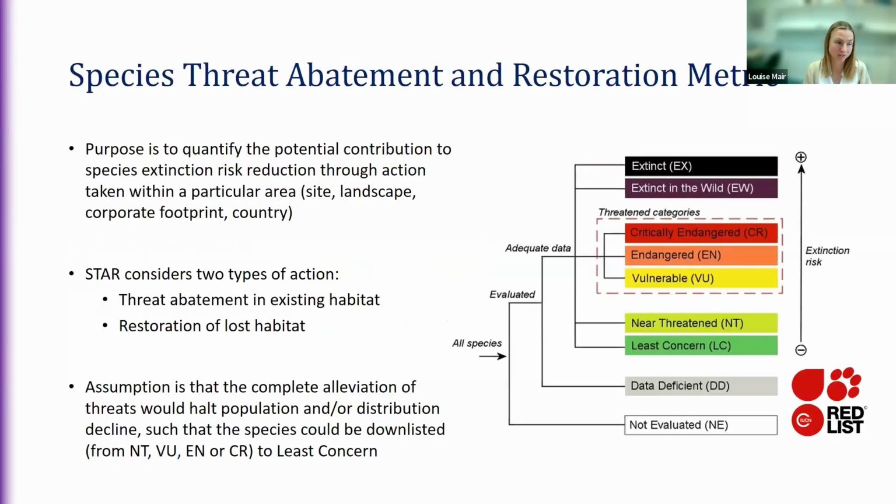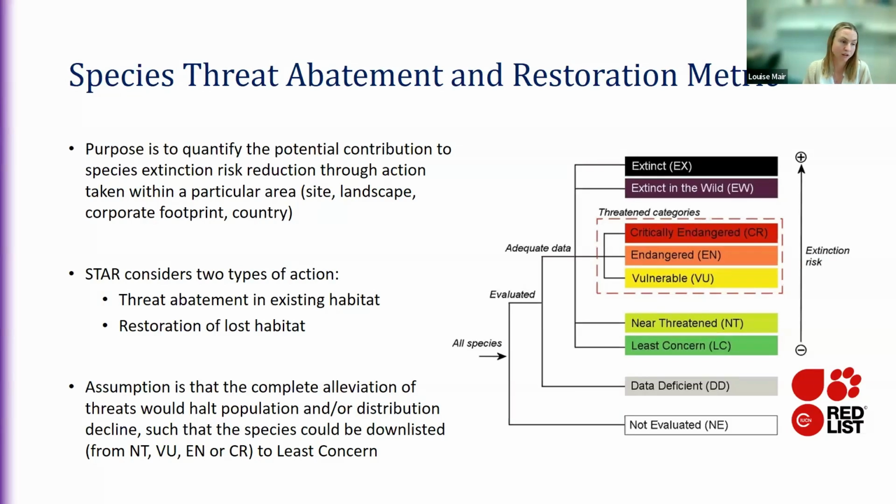Okay, so the whole point of STAR, the Species Threat Abatement and Restoration Metric, is to be able to quantify the potential contribution to species extinction risk reduction that can be made through action taken with any given area. So you might be talking about a particular site, a landscape, the corporate footprint of a business, a country, all the way up to the global level.